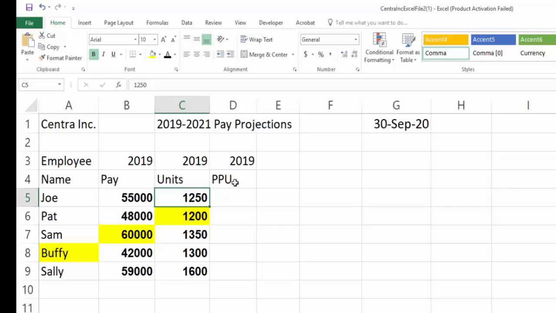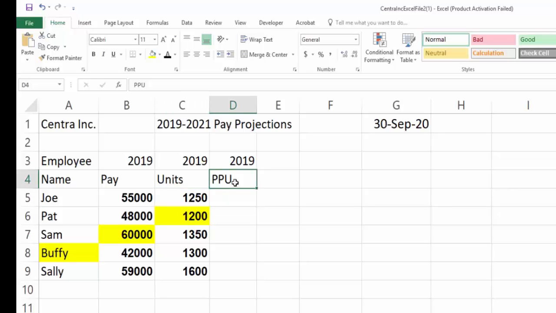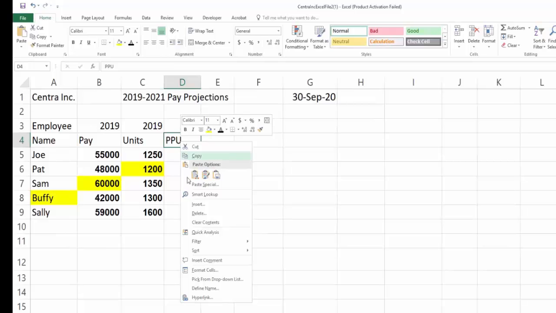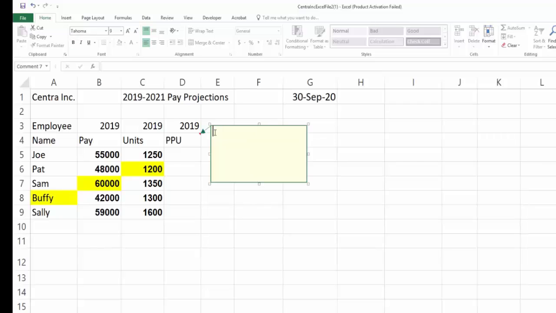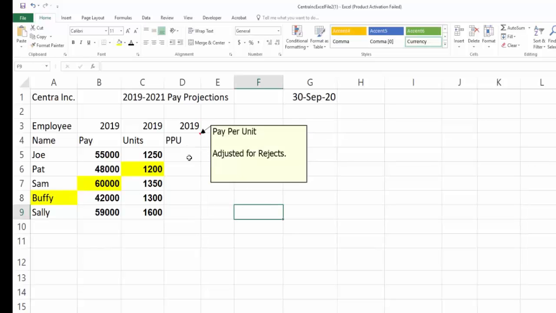Now, I'm going to show you a little trick. See, you didn't know what PPU was. And when you use this spreadsheet and you send it to other people in different offices, they might not know, and they might have to call you to find out what it is. So in Excel, you can tell them automatically what something is. So you click in a cell, PPU, right-click, and you go to Insert Comment. And when you go there, you can just delete your name. And I'm going to write pay per unit, and I'll even say adjusted for rejects. So any information you like, you can put in there, and that was also covered in the last session, right?